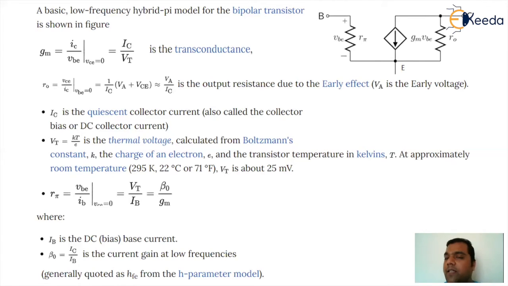R pi is basically the input resistance of common emitter configuration in the hybrid pi model, which can be defined as beta by gm, where beta can be defined as the current gain IC by IB, where IB is the DC bias current. So when you compare the hybrid pi model with the hybrid model, we can easily say that the value of beta is going to be the same as hFE, because hFE is the forward current gain of common emitter in the hybrid model defined as IC by IB. On similar lines, we can define it in terms of beta, which is the ratio of IC by IB.